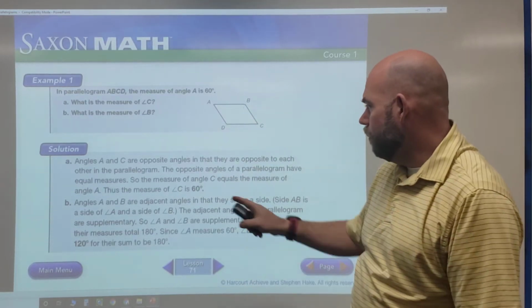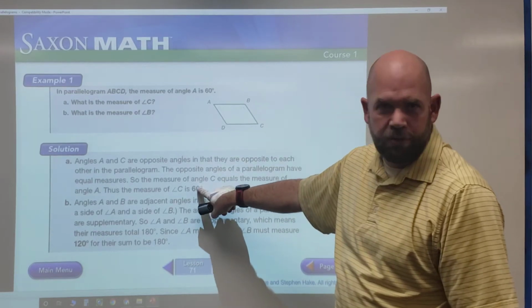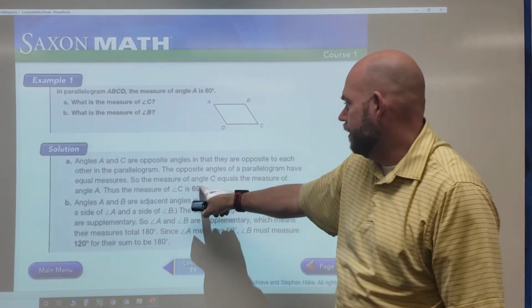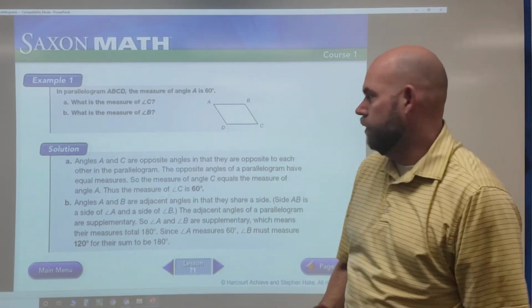And remember, when we write degrees, we just put that little circle there. So if it's 60 degrees, we don't have to write out degrees. You can just use that little circle symbol for degrees.